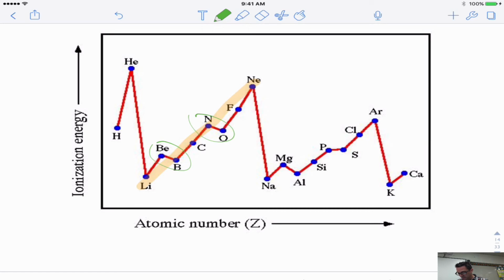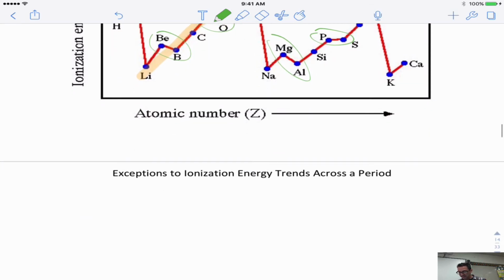And we see that if you look at the next period, we have the same type of thing, a general trend up, but then some blips going down. You don't even really see it so much with phosphorus and sulfur, but you definitely see it again with magnesium and aluminum. And so why is that the case?